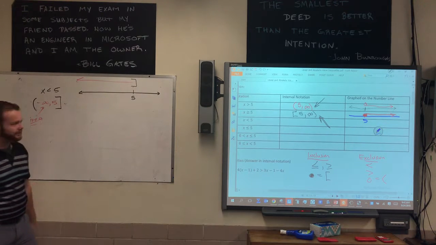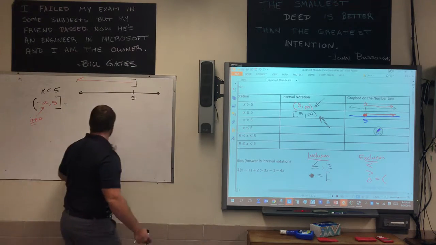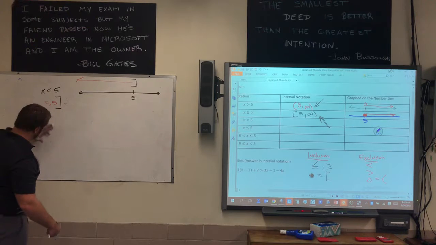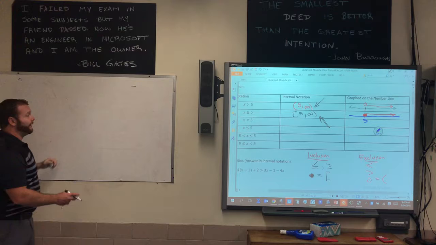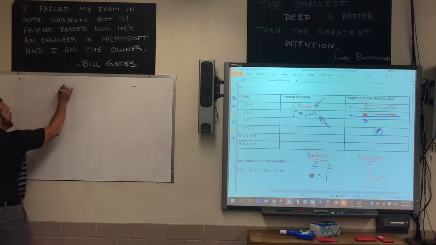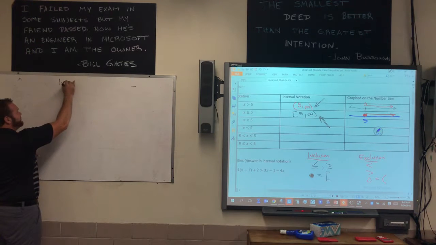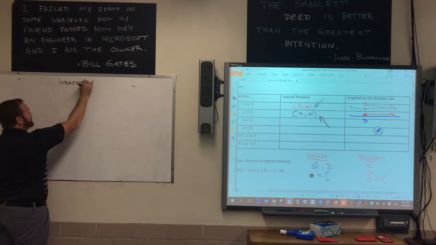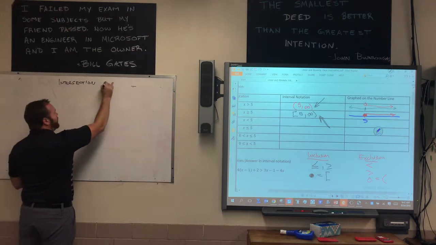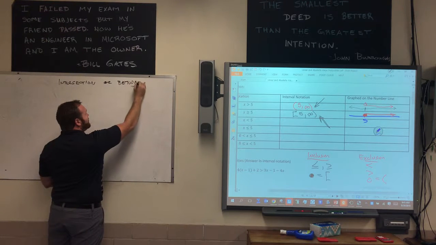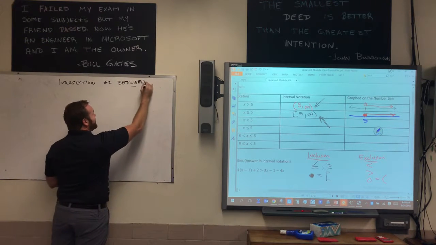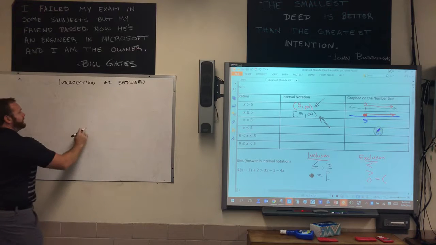Look at this one here. 0 is less than x is less than or equal to 5. There's two things going on there. There's two inequalities. It's referred to as an intersection, and we'll define this tomorrow as well. Intersection, or sometimes referred to as a between statement or betweenness.